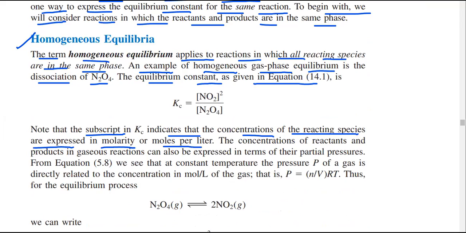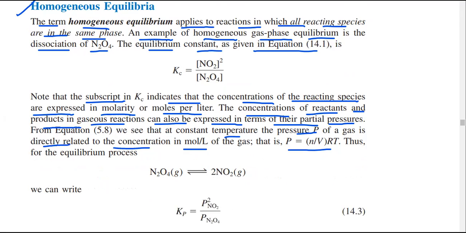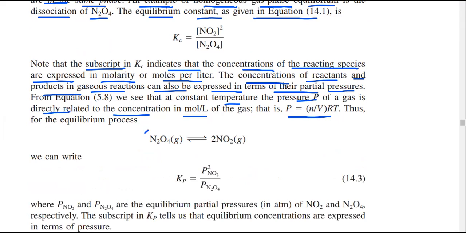liter. The concentrations of reactants and products in gaseous reactions can also be expressed in terms of their partial pressures. From this equation here, we see that at constant temperature and pressure, the pressure of a gas is directly related to the concentration in moles per liter of gas. As you know, the ideal gas equation is P equals nRT, where the equilibrium process here can be observed for N2O4 and NO2 like this.